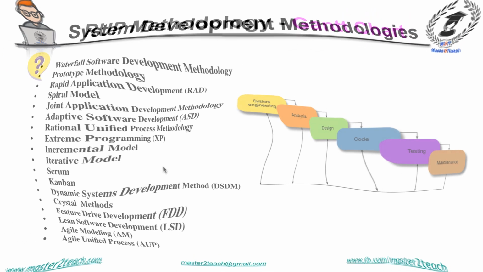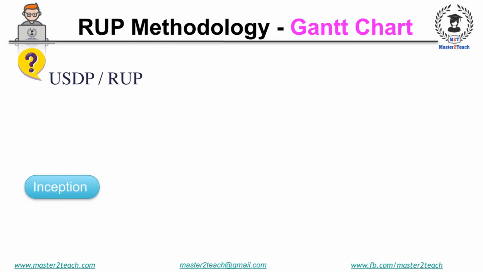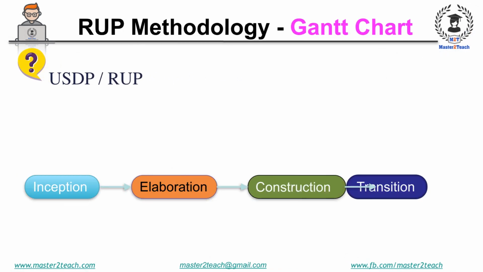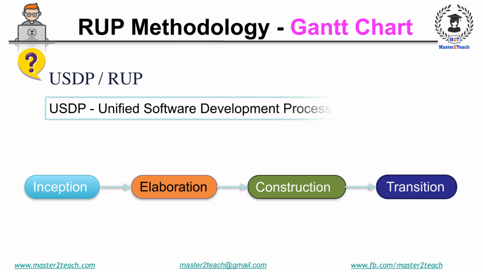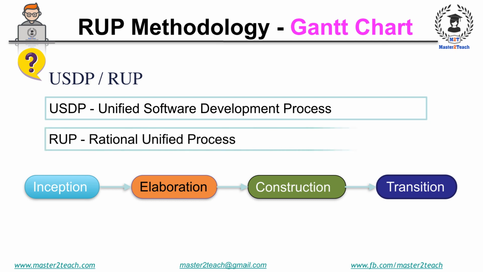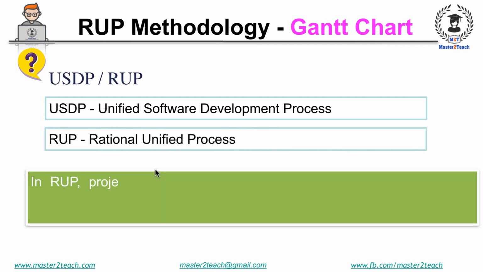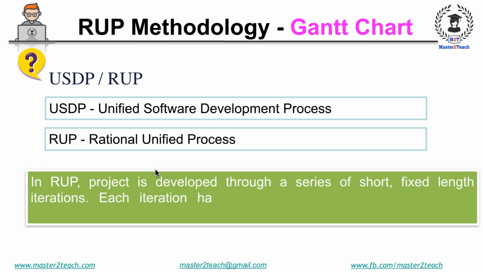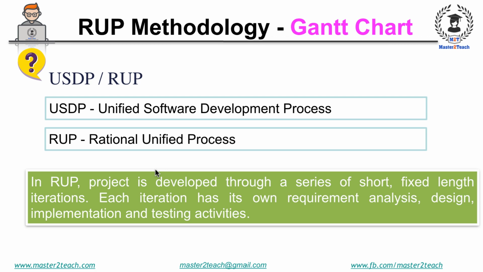Among the different kinds of methodology, USDP RUP is one of the most popular and effective agile software development methodologies for software development. USDP stands for Unified Software Development Process. It is maintained and enhanced by Rational Software Corporation and hence referred to as Rational Unified Process, RUP. In RUP, a project is developed through a series of short, fixed-length iterations. Each iteration has its own requirements analysis, designing, implementation, and testing activities. RUP has many advantages, which you can find in my previous video.